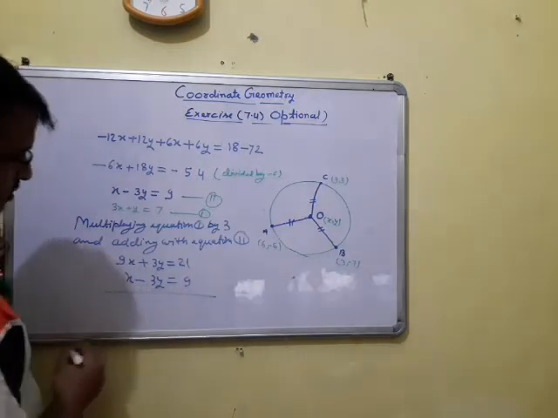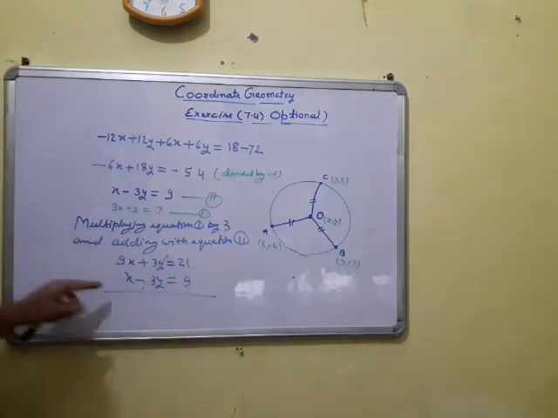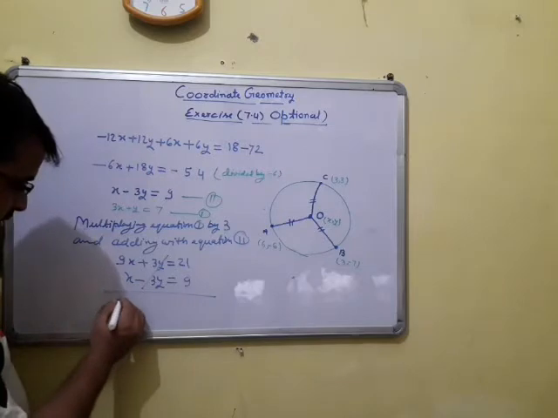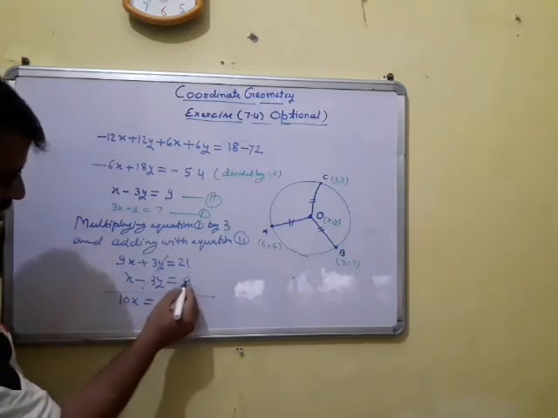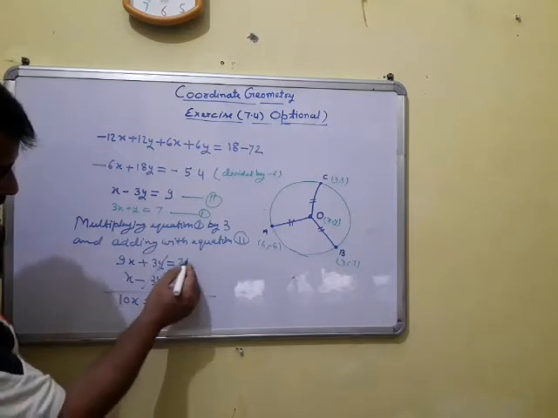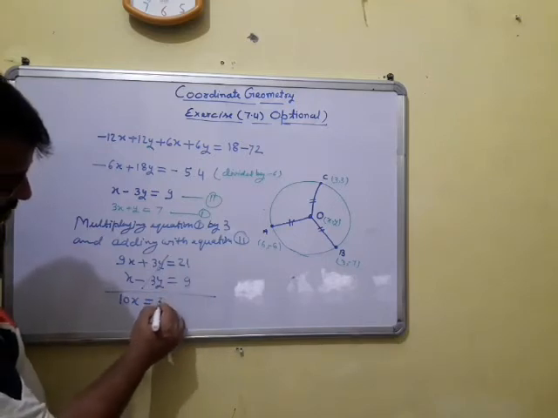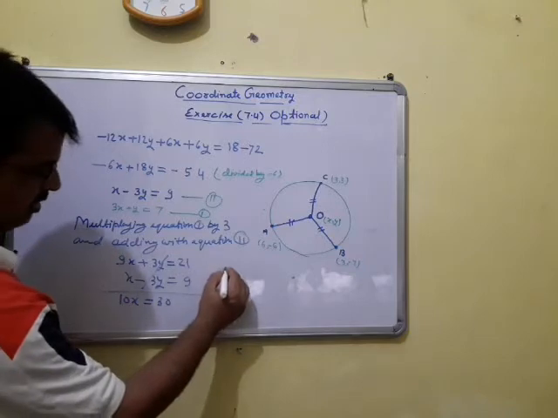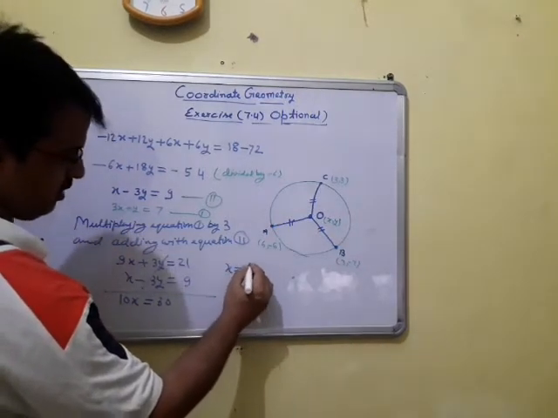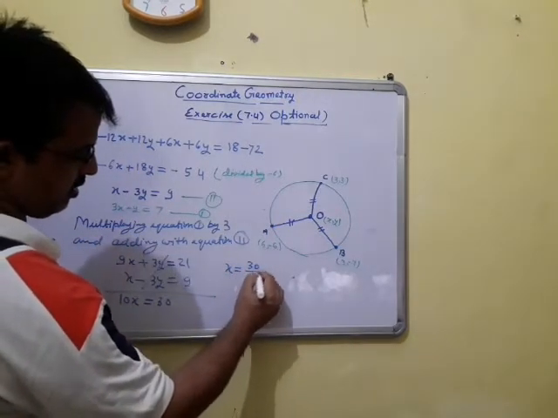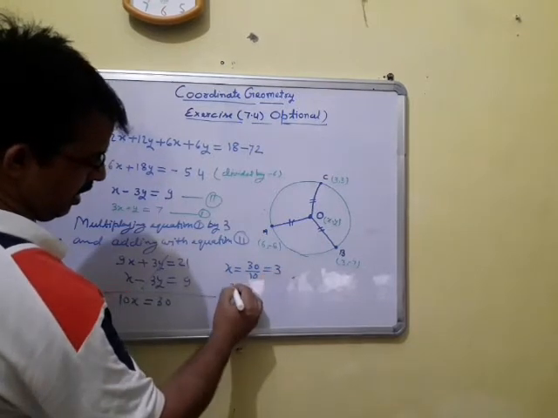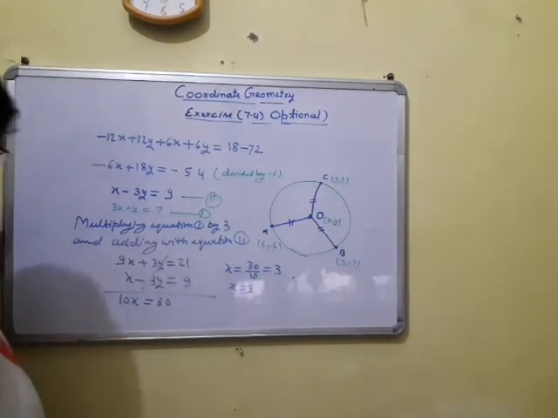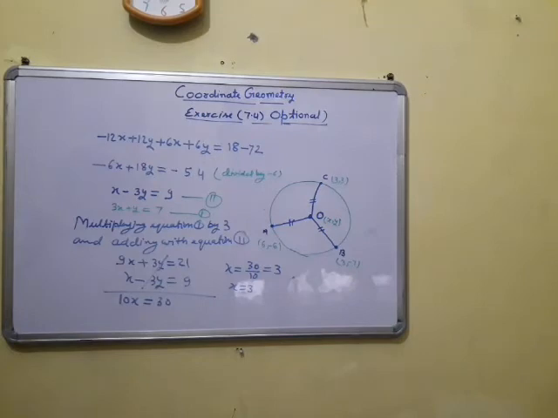When we add, this portion is cancelled, 9x plus x we get 10x, and 9 plus 21 we get 30, so x is equal to 30 upon 10, we get x is equal to 3. And putting x is equal to 3 in equation first.